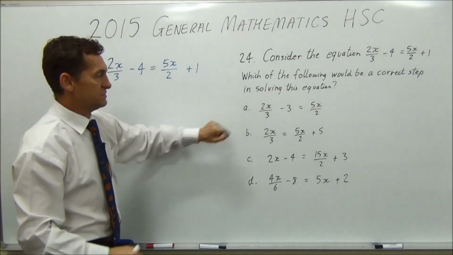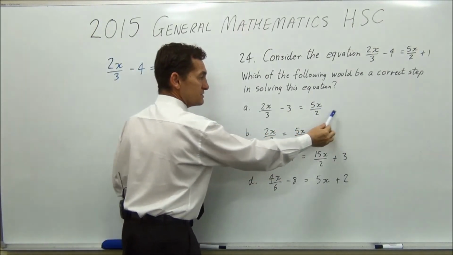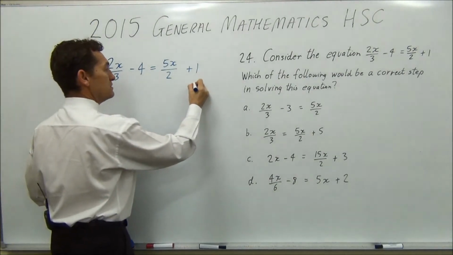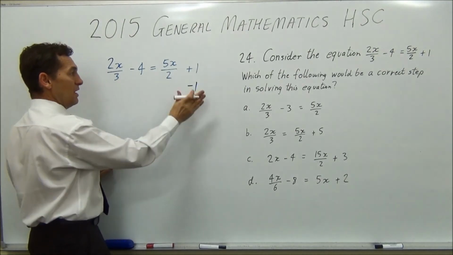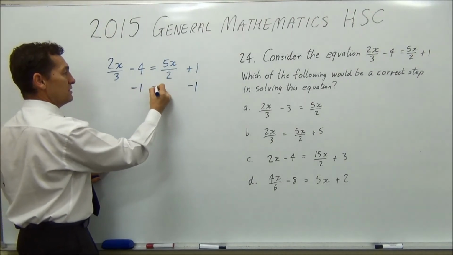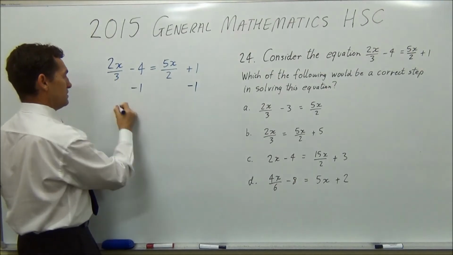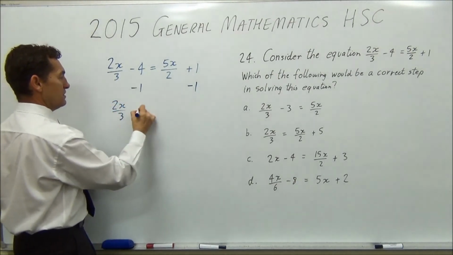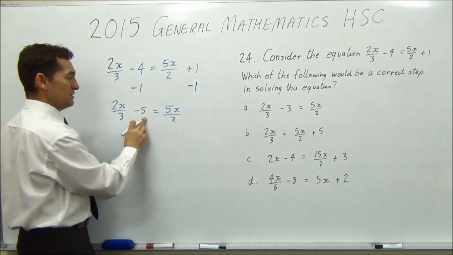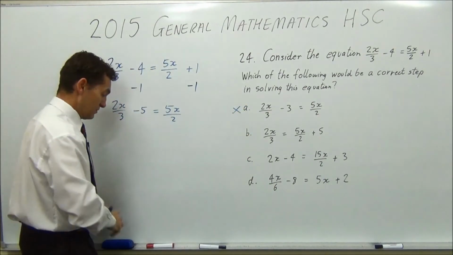So let's go through each of these. Here you've got 2 here, only 1 here. This one's disappeared. So let's get rid of this. How do we get rid of this? We subtract it. So minus 1. 1 minus 1 is 0. But whatever I do to one side, I must do to the other. So I'm going to subtract 1. Alright, so everything still stays the same. And we get 2x on 3 minus 5 equals 5x on 2. That's a minus 5. They've put a minus 3. So that's definitely wrong.